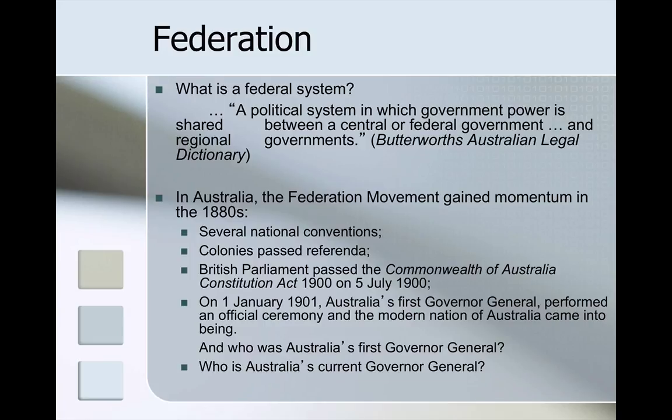So there's a few historical peculiarities in the fact that the Constitution of Australia is actually contained in this Act of the British Parliament. Nonetheless, despite that, on the 1st of January 1901, Australia's first Governor-General performed an official ceremony and the modern nation of Australia came into being.